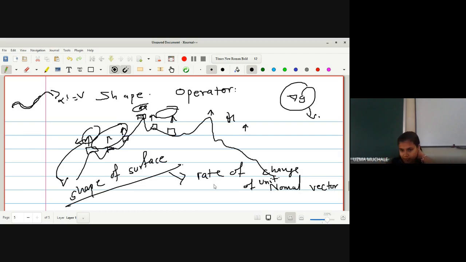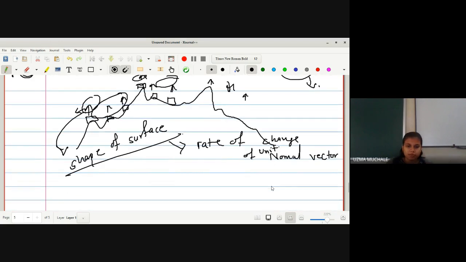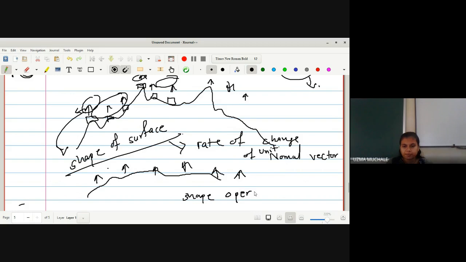Because if we do not know the surface, but suppose we found the normal vectors, suppose these are your normal vectors, so I can now find the rate of change. If you know it, I can find out what the surface is. So hence the rate of change of a unit normal vector will give you the shape of the surface. And this has been given an operator name, that is the shape operator, or you can say it is a linear operator, linear shape operator.